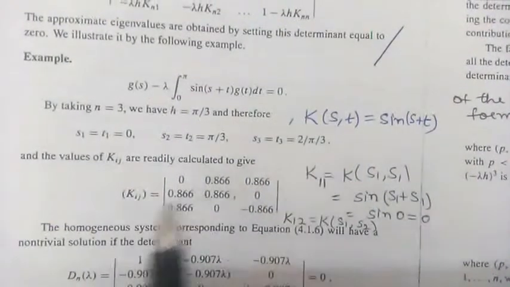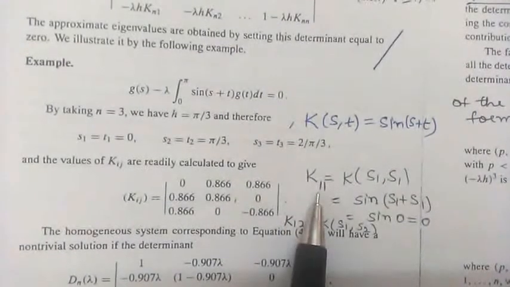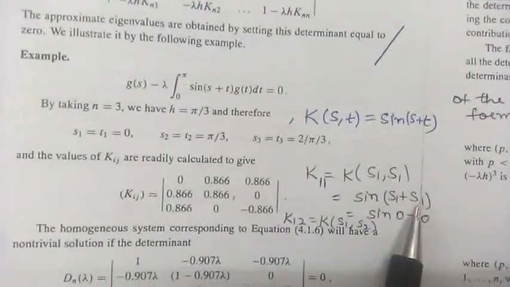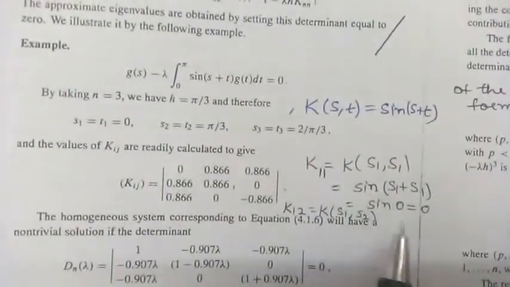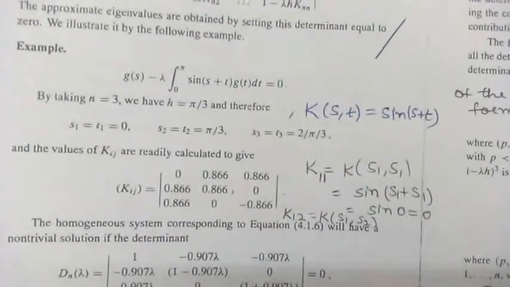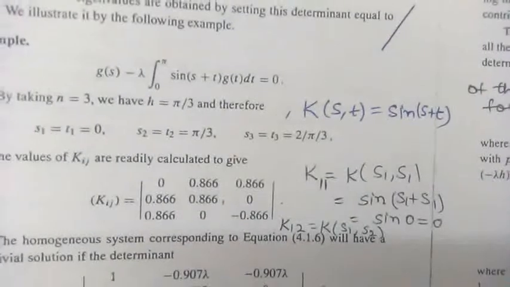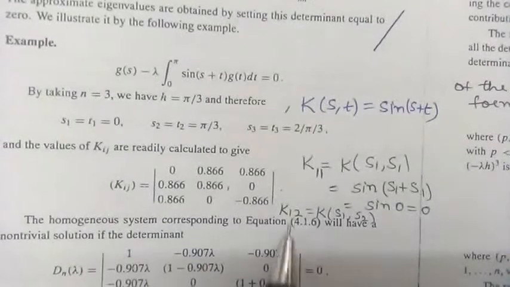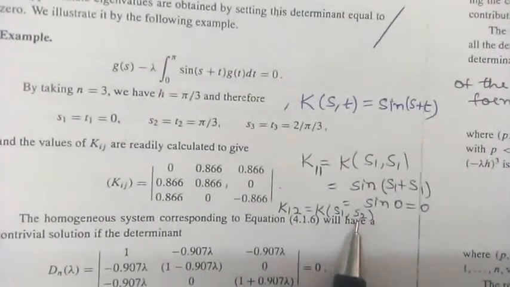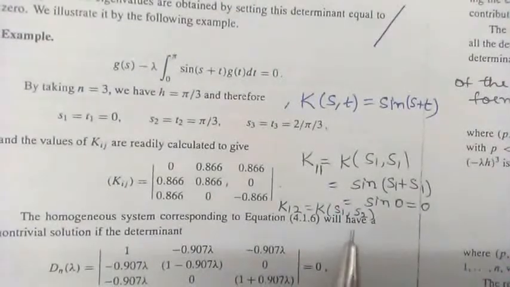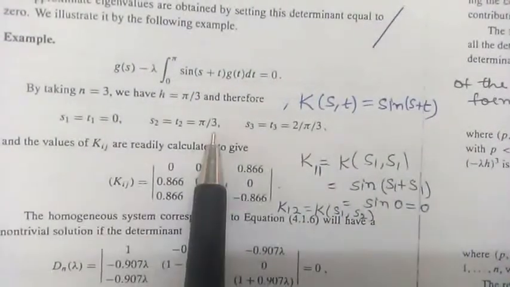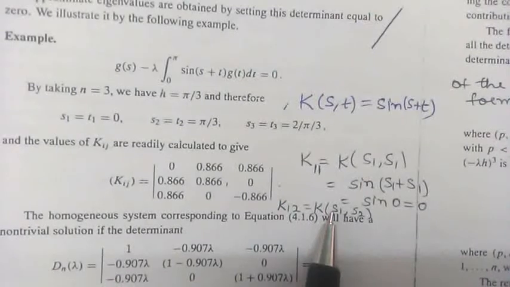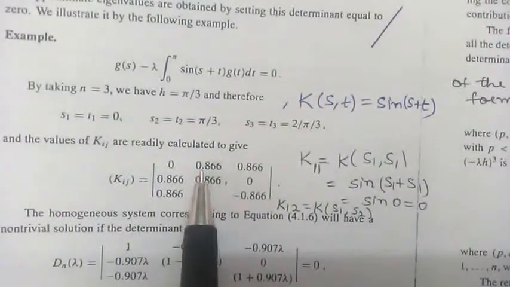Now let us find the values of kij. By using the symbols, what is k11? That is k(s1, s1), which means sin(s1 plus s1). Now s1 is 0, so that will become sin 0, which is 0. In the same way you can find the value of k12. That will be k(s1, s2), which means sin(s1 plus s2). s1 is 0, s2 is pi by 3, so that will become sin pi by 3. Sin pi by 3 means sin 60, root 3 by 2, which is 0.866.